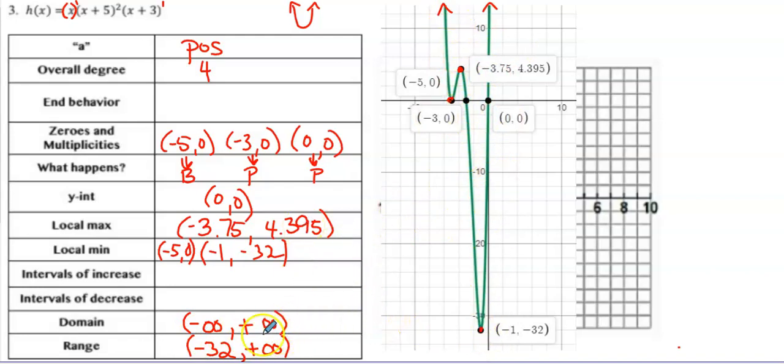Okay, let's see, what else do we have? We have end behavior. Let's do end behavior. This is the left side of the graph, and then this is the right side. All right, so what is it doing on the left side? Y is approaching positive infinity. And on the right side, it's doing the same thing.